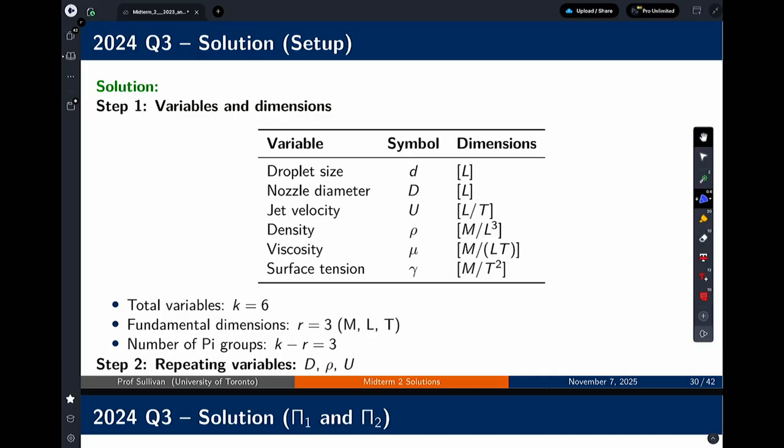So droplet terms: length, velocity, length over time, density, mass over length cubed, viscosity, mass over length time, and surface tension, mass over time squared. You're not expected to know these. You should kind of, well, the first four you should know. And again, these are things that you should know because we've done it enough. Total variables 6, fundamental dimensions 3, pi groups 3, and D, rho, U.